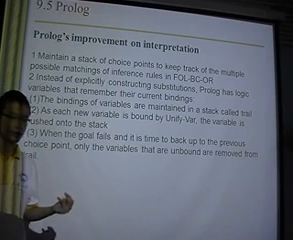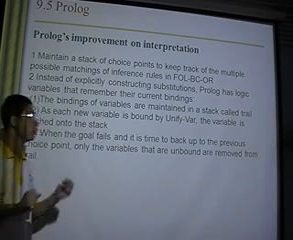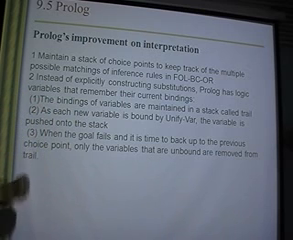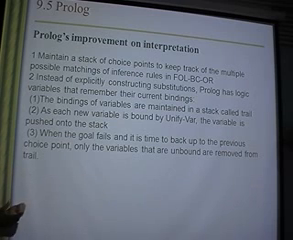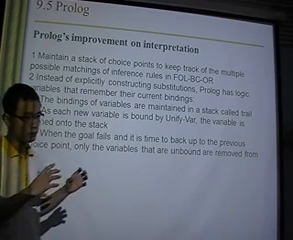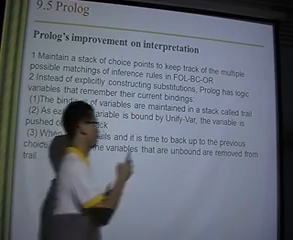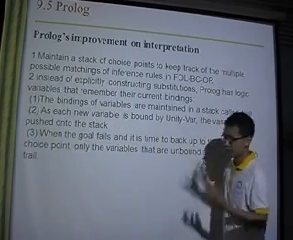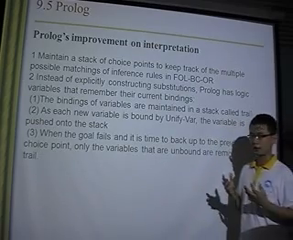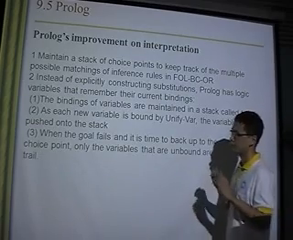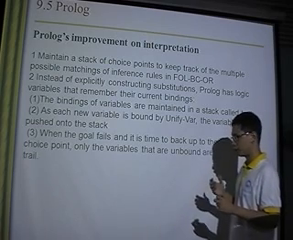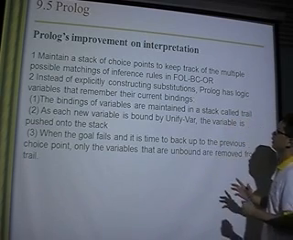And in common interpreters, the Prolog interpreter has some improvements. First, it maintains a stack of choice points to keep track of the multiple possible matchings of inference rules in the OR procedure. We recall that in backward chaining there is an OR procedure and there is an AND procedure. And what the OR procedure does is to find a rule whose conclusion matches the query, or matches the goal.